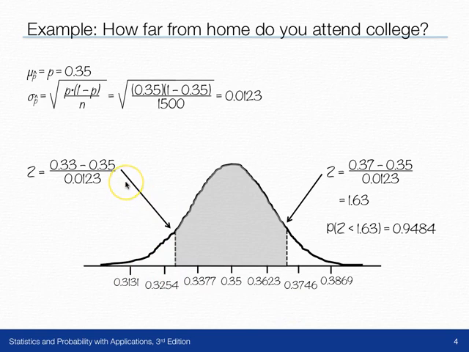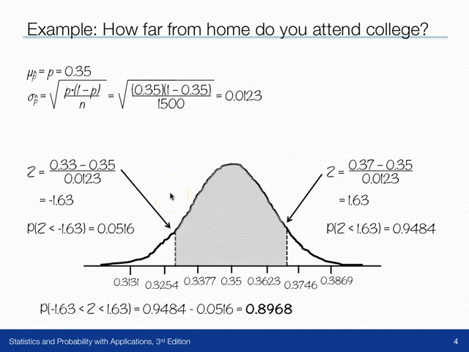Over here, this z-score, unsurprisingly, is negative 1.63. I say unsurprising because it's just as far from the mean as 0.37 was, but it's on the other side. So it's going to be a negative z-score, but it's just as far from the mean, so it's negative 1.63. The probability that z is less than negative 1.63 is 0.0516. Again, we got this value from table A.